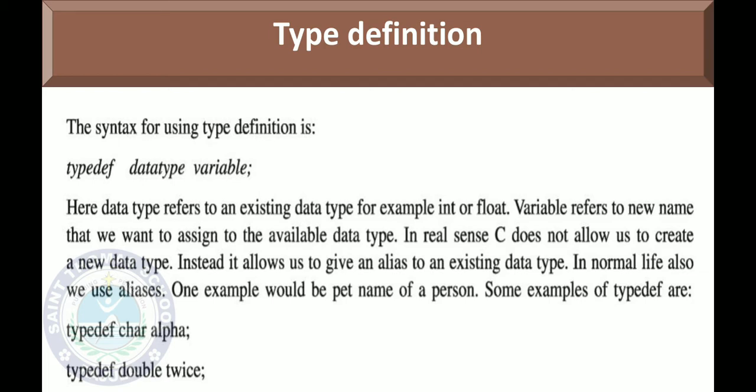Then after typedef, the data type is double and the variable name is twice. So this is about the user defined data type with the help of typedef. I hope you understood. Here you have to remember that we are not creating a new data type, but instead we are renaming our existing data type according to our wish. If I don't want to use character, then I will rename it according to my name.